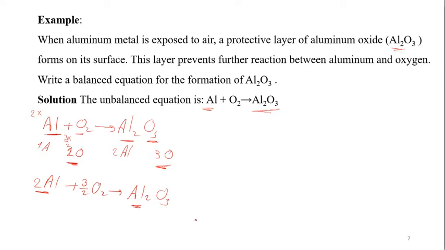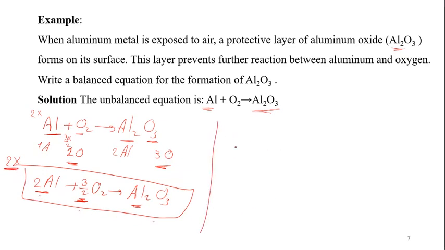The number of oxygen here is 3 and here is 3, but usually I don't keep a fraction in my chemical equation, so I have to multiply this equation by 2. I have to remember to multiply each part of the equation, products and reactants. So I have 4 aluminum that would react with 3 oxygens to give me 2 aluminum oxides.